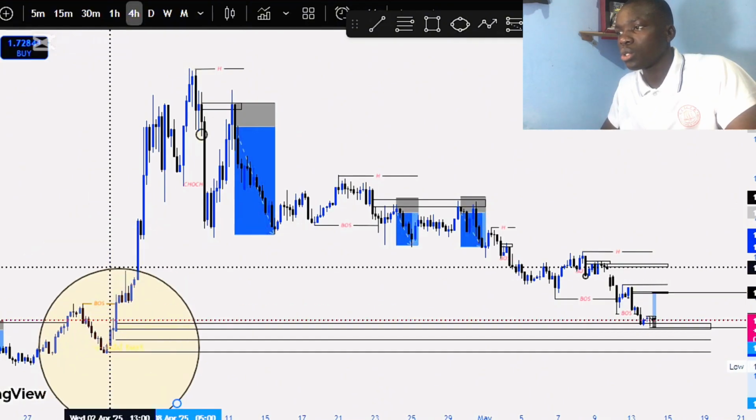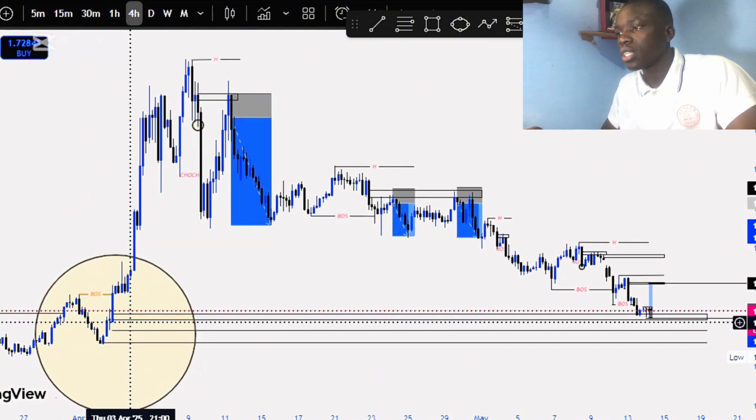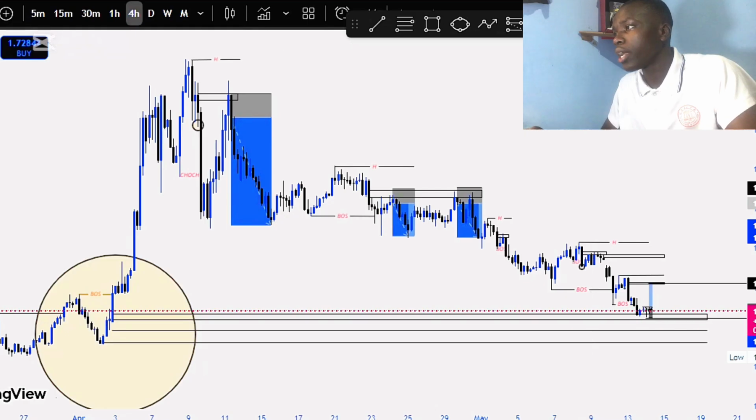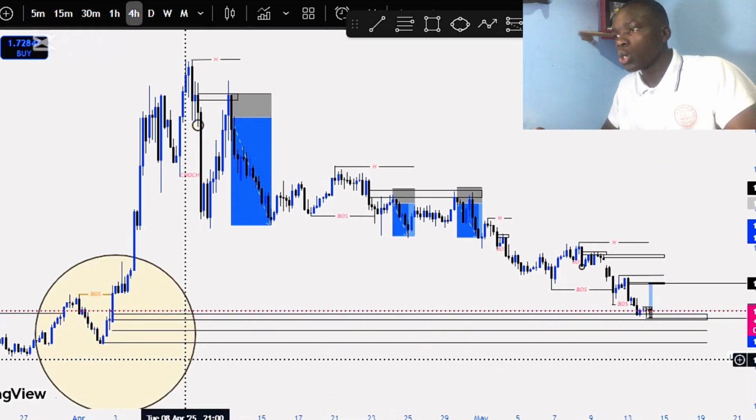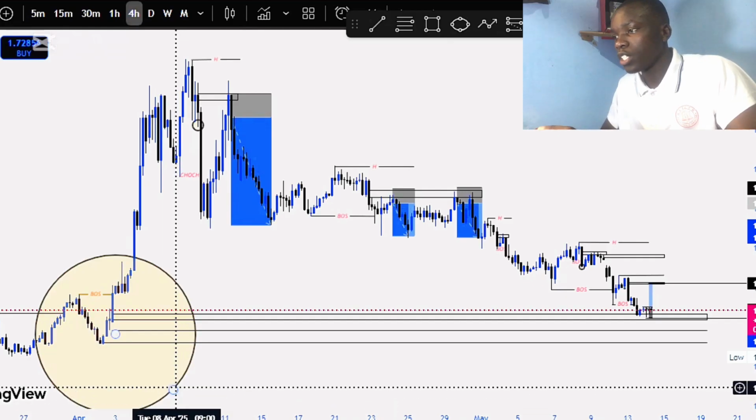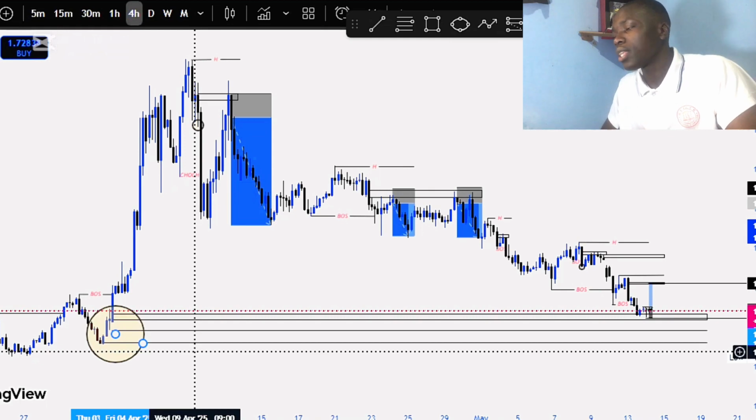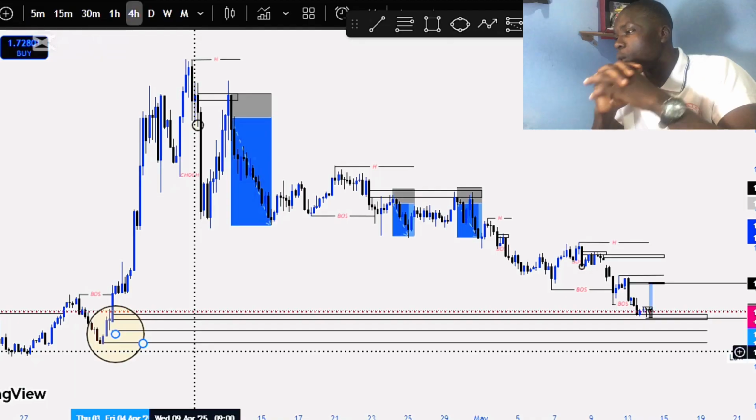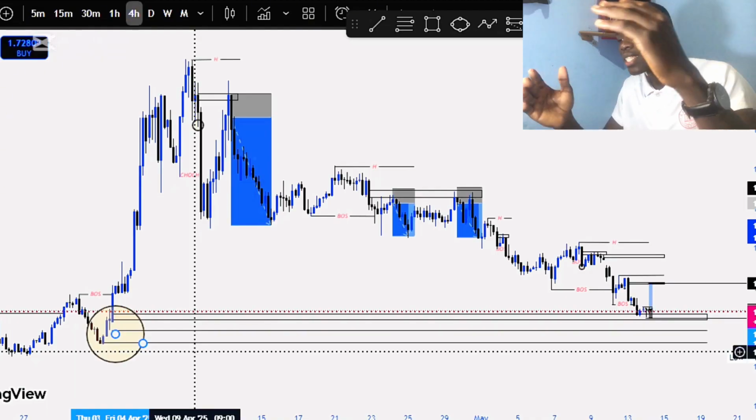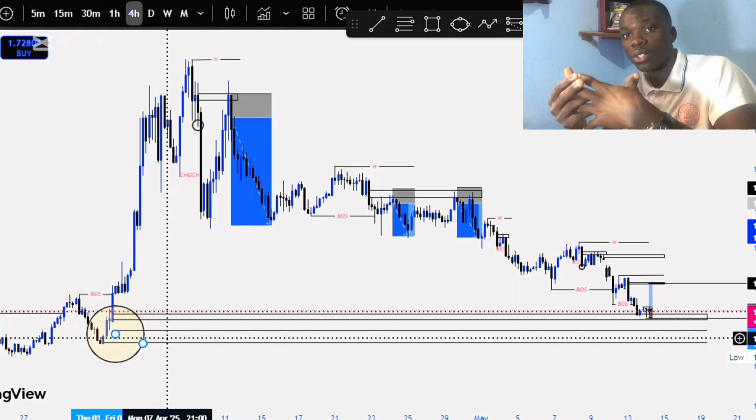This is the zone which I drew a box on with this tool here. You can see that after a tap on this specific zone, there's a push to the upside. So this is giving me a view that after another tap there will be a push to the upside, though to be honest I don't know what's going to happen or how this trade will go. I just want to enter based on what I trade. You understand what I'm saying?